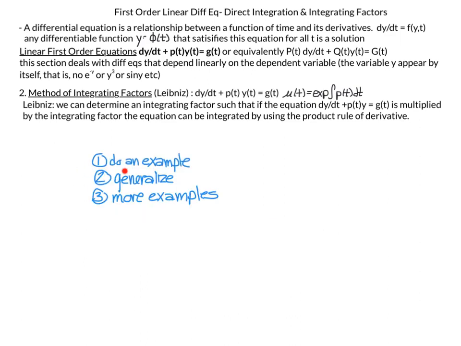And what we will do is do an example so that we have a real example to work with and try to figure out from the example what this mu, this integrating factor, should be. Once we have the example, we're going to kind of follow the same steps to look at, in general, how we can solve these first-order linear equations using an integrating factor. And then afterwards, we'll do a few more examples.